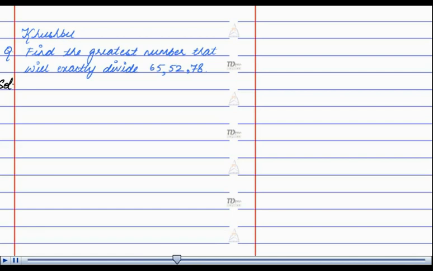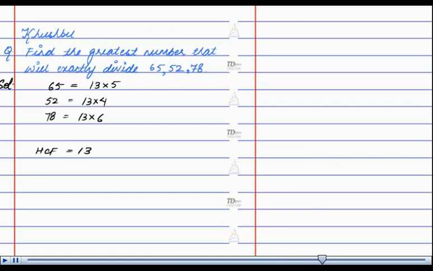To find out the highest common factor, we first need to factorize these three numbers. 65 can be factorized as 13 into 5, 52 as 13 into 4 and 78 as 13 into 6. This gives the highest common factor as 13.